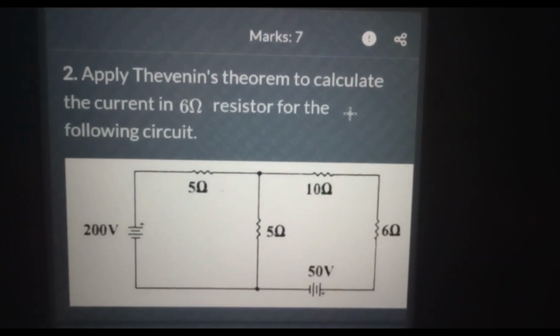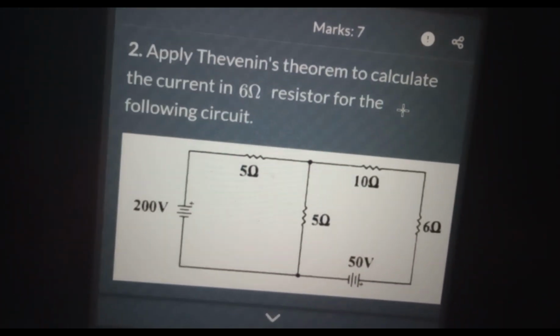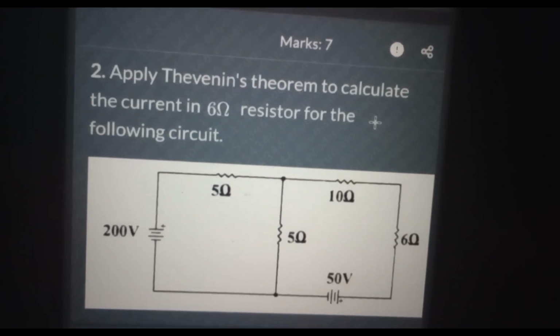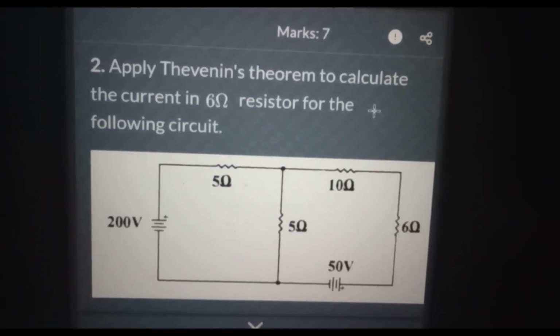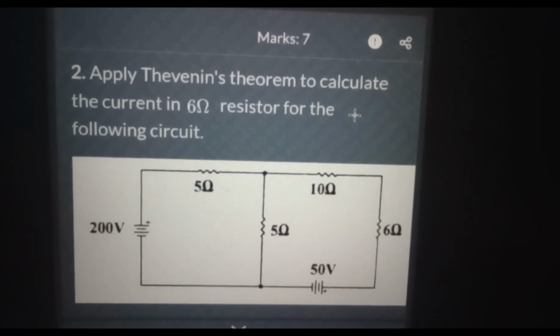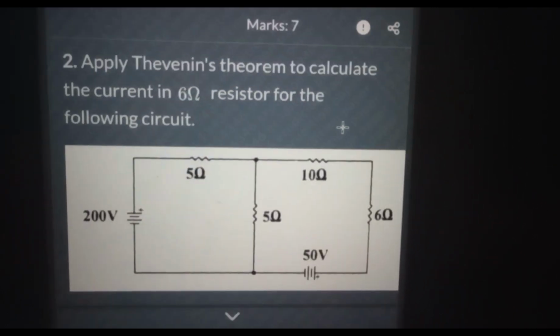Number 2. Apply Thevenin's theorem to calculate the current in the 6 ohm resistor for the following circuit. This is very important for your semester exam.